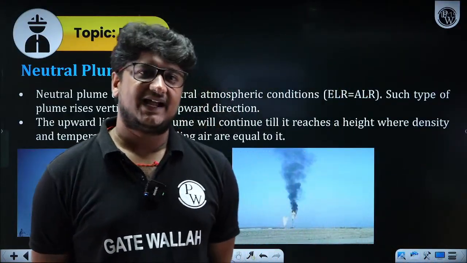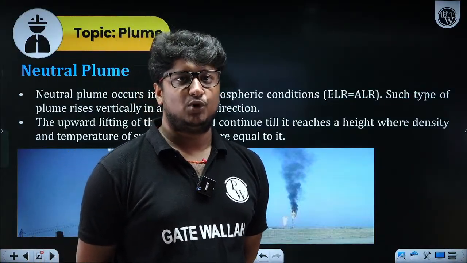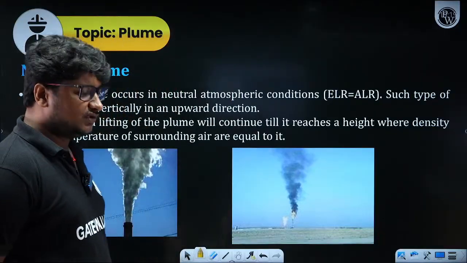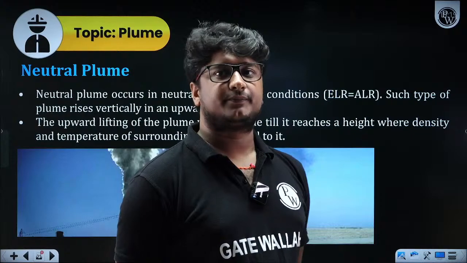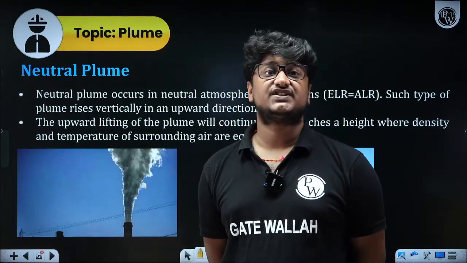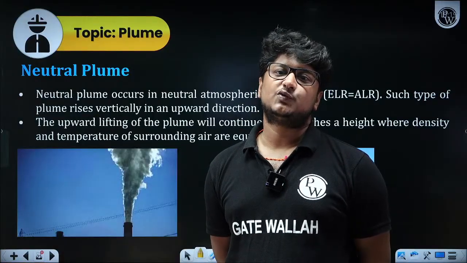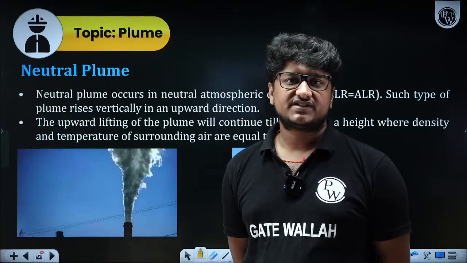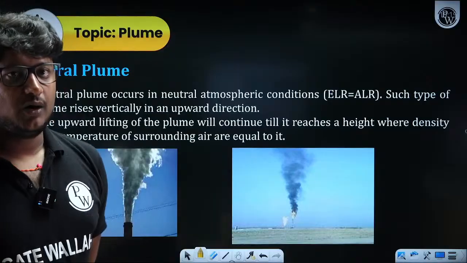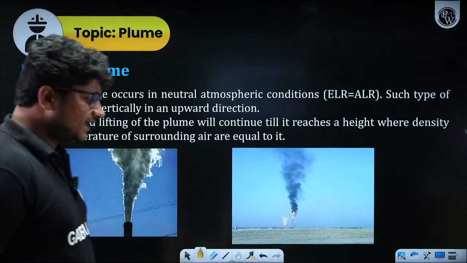And when your ELR is equal to ALR, this is the case of neutral plume behavior. Out of all the cases which I told you, the best among these is lofting. Lofting is the best case for you. And which is the worst case for you? Fumigation, because all the pollutants are going simply towards the ground, and that is the worst case in terms of plume behavior. So now, is this topic completely clear to all of you?